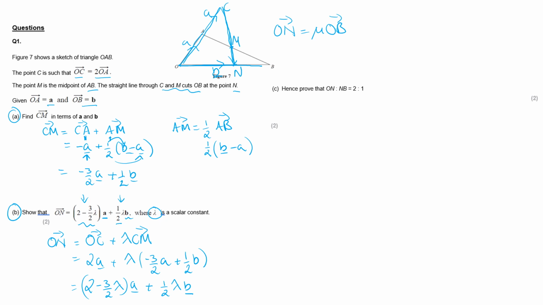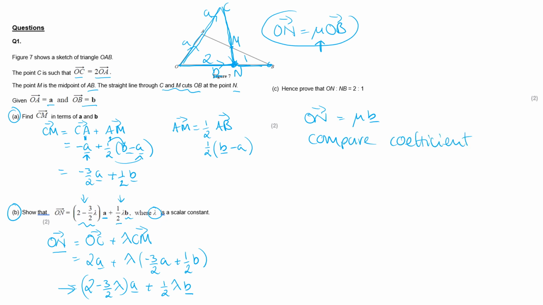Now part C says hence prove that O to N and N to B are in the ratio 2 to 1. So O to N is there and then carrying on to B. So this needs to be in the ratio 2 to 1. So what we are looking for is that O to N is 2/3 of O to B. We're going to use this information here and another scalar constant. So we've got one journey O to N in our previous part B. Another journey O to N is going to be mu of b, so some scalar of b. So what we need to do is compare coefficients.